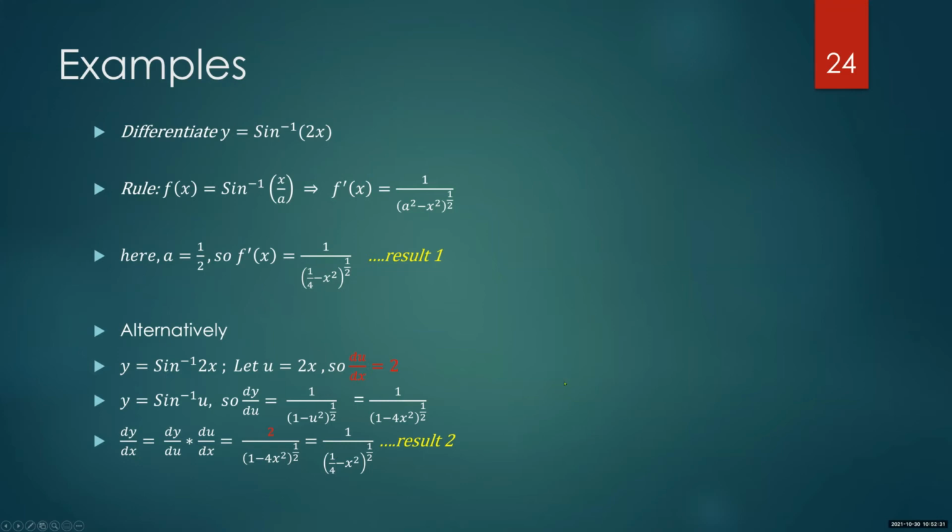Sometimes you can choose to use the arc sine x over a rule, or alternatively you can use the chain rule. For more complex problems, some people find the chain rule a bit easier because it's a more step-by-step approach and you can follow the work that you're doing. For simpler problems, generally speaking, using the arc sine x over a rule or the arc tan x over a rule is quicker.